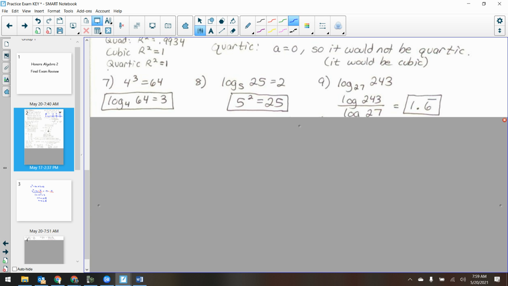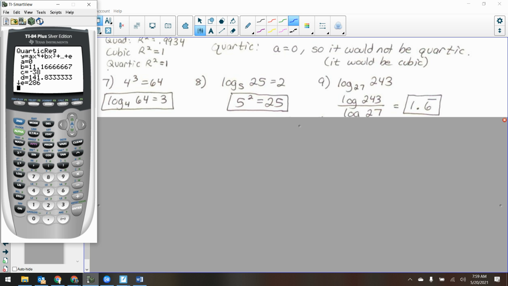Number 9, that one is kind of obsolete now. I think you can just do that in your calculator. Most of you can do that in your calculator, except for Joy. Joy's the only one that has to do the change of base like me. All you got to do is do log 243 divided by log of 27.